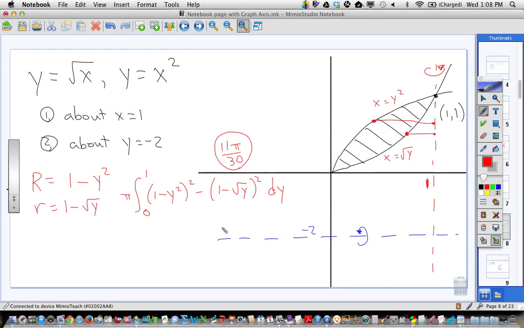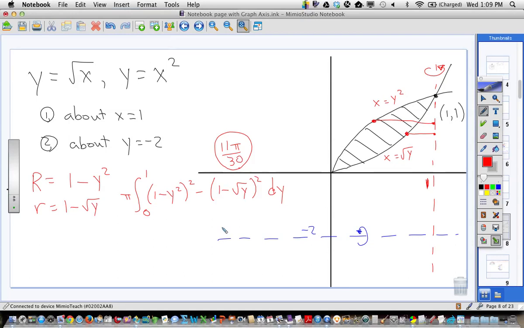Okay, so the red would be the part you'd be interested in here. If you're getting 11 pi over 30, want to go on to the second part, that's fine. But the red line is the axis of revolution, x equals 1. So our strips, our slice is perpendicular to that, so it's got to be horizontal. Your outer radius, again, radius always comes from the center, so it's got to come from the axis to the outer edge. The inner radius goes from the axis to the inner edge. So you have to solve for x.